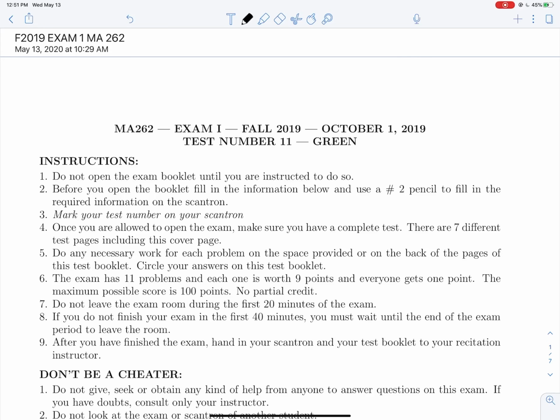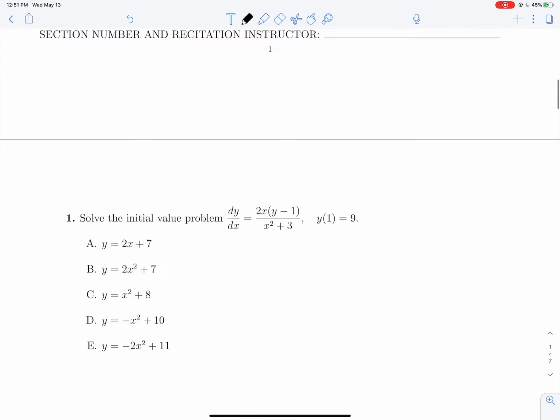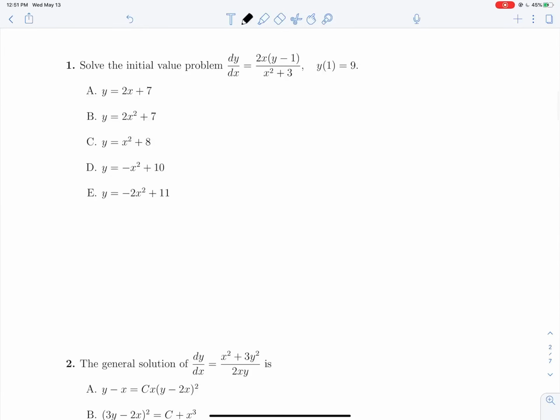It's time for Exam 1 from Fall 2019 for MA 262. Let's get going. Question 1, we're solving this initial value problem here. Well, this is a separable differential equation. We have some function of y multiplied by some function of x over here.